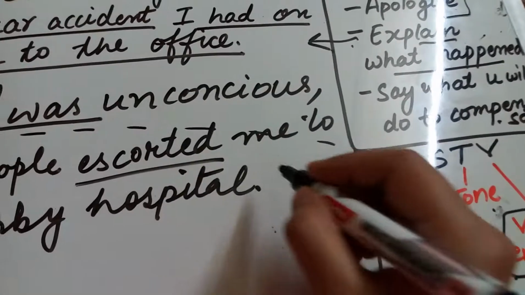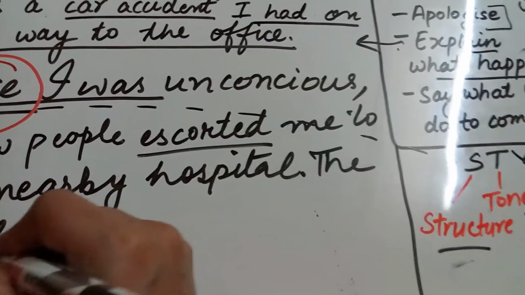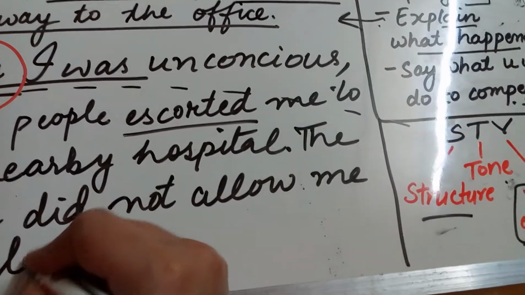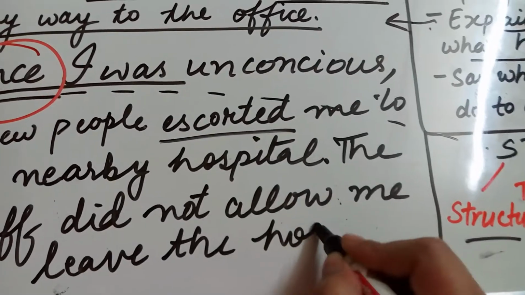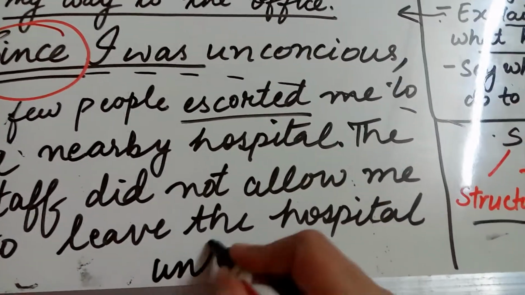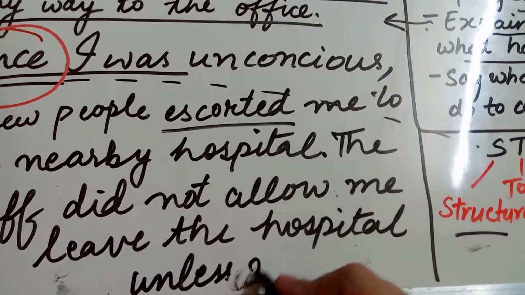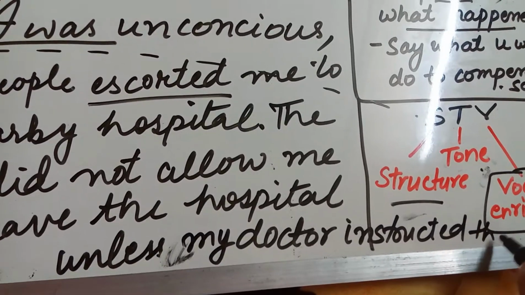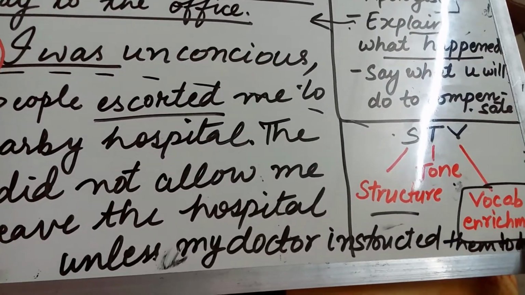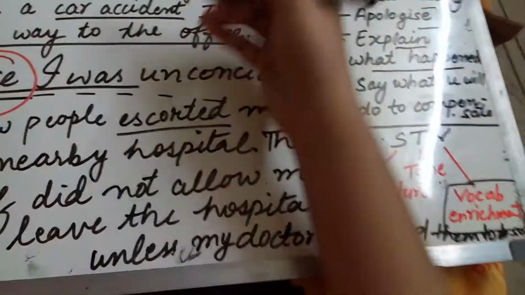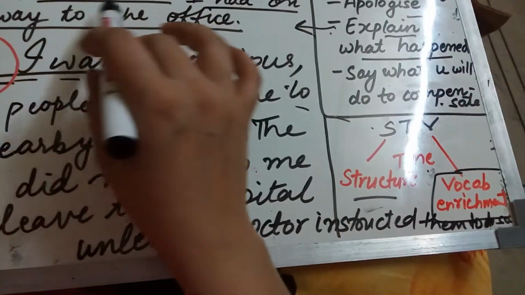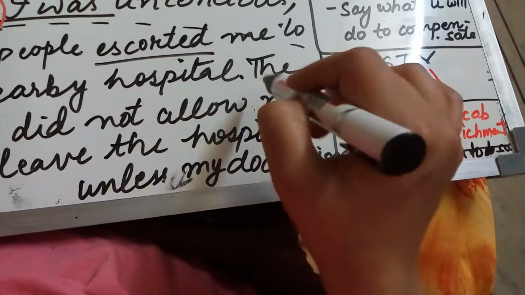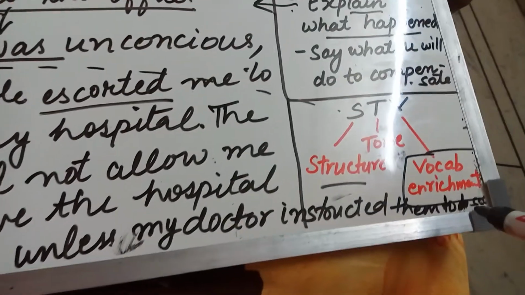Now, the staff did not allow me to leave the hospital unless my doctor instructed them to do so. Now see, talking about the structure. First thing, the cause of my absence was a car accident I had on my way to the office. I am connecting this with the "since". Since I was unconscious, few people escorted me to a nearby hospital and the staff did not allow me to leave the hospital unless my doctor instructed them to do so.